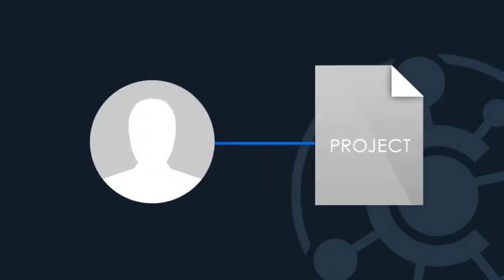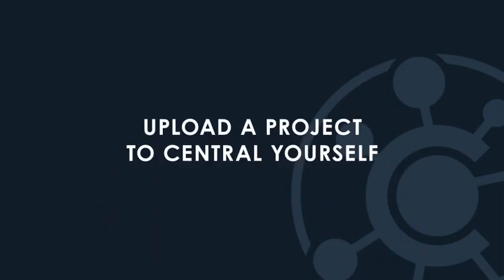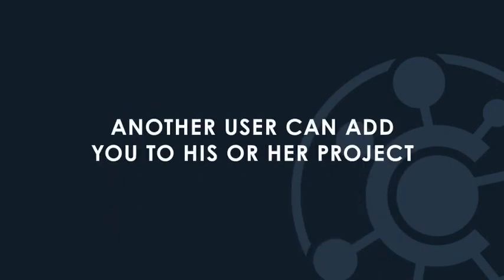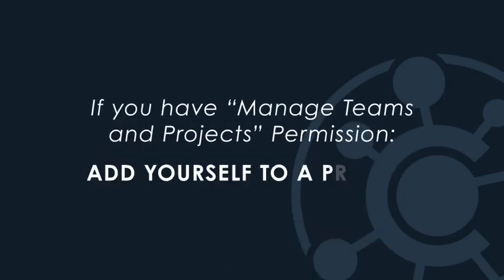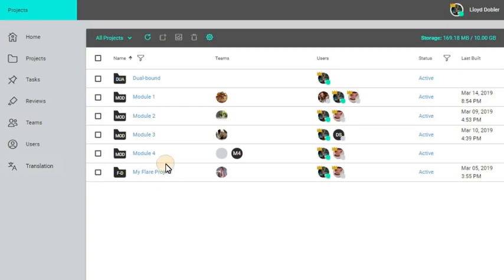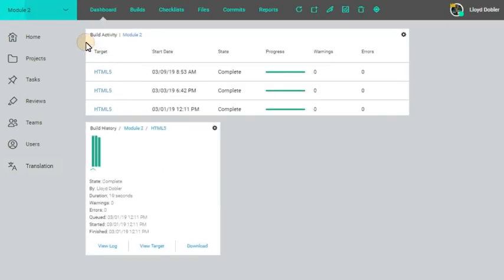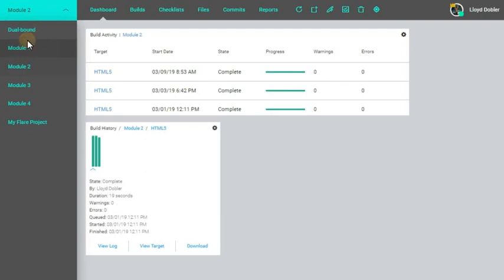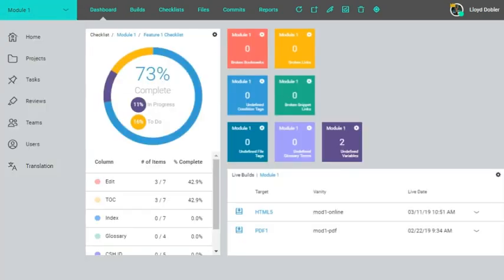There are a few ways to become associated with a project. First, you can upload a project to Central yourself. Second, another user can add you to his or her project. And third, if you have Manage Teams and Projects permission, you can open your profile and add yourself to a project. Once you're associated with a project in Central, you can open it, and a drop-down in the upper left corner of the interface lets you quickly open any other projects you've uploaded.